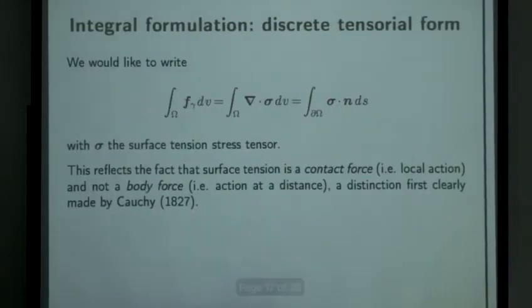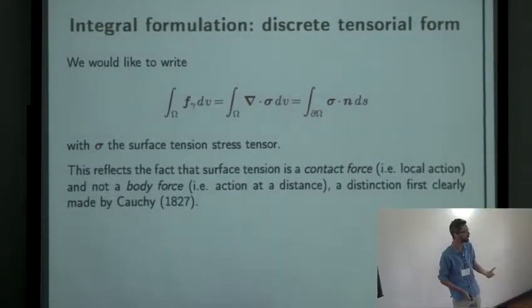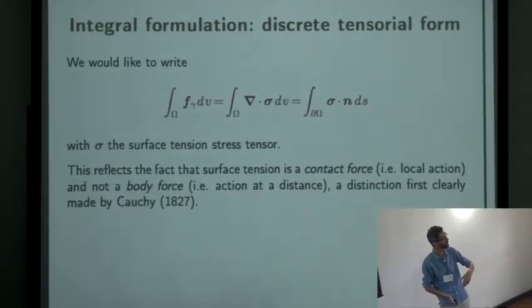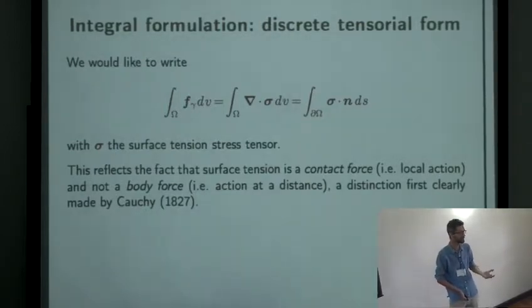Okay, so what can you do about it? Well, the first thing you can do is notice that surface tension is not a body force, right? It's not a volumetric force, it's a contact force. So if it is a contact force, it means it has a tensorial type expression. You have a stress tensor, and it can be expressed as a divergence of a stress tensor, okay?